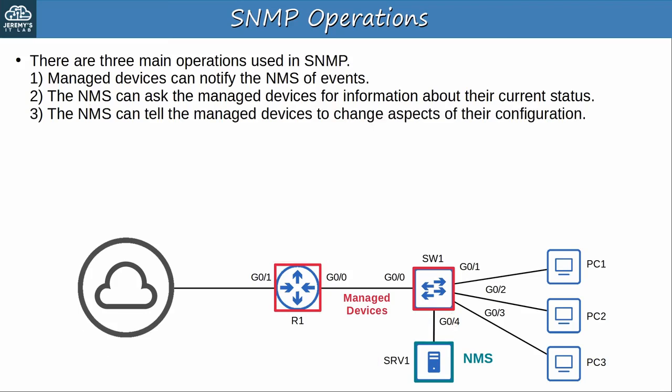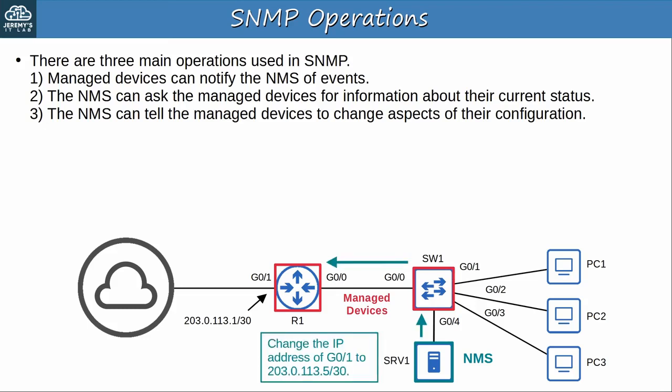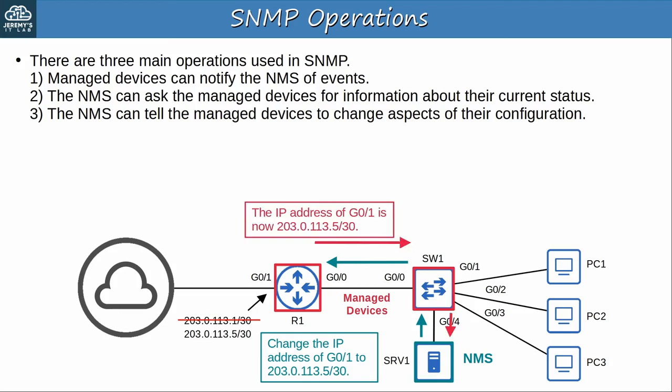And one more main operation used by SNMP is when the NMS tells the managed devices to change aspects of their configuration. For example, let's say the IP address of R1's G0/1 interface is 203.0.113.1/30. The NMS can tell R1 to change that IP address to 203.0.113.5/30. R1 will change the IP address and tell the NMS that it did so.